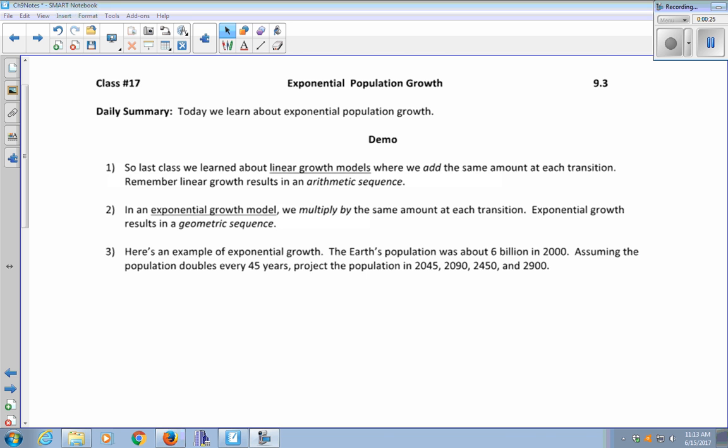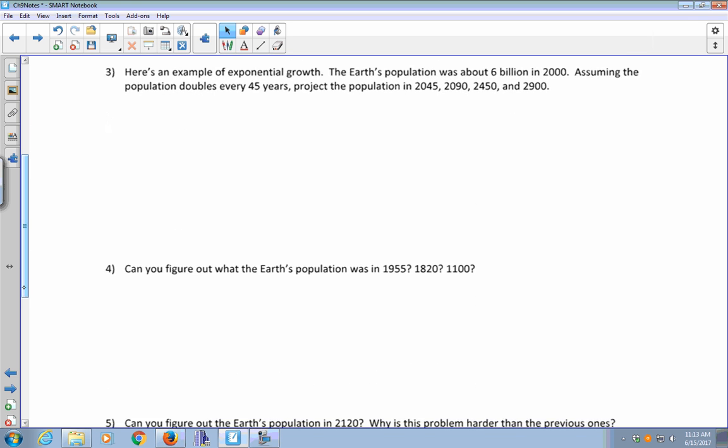Here's an example of exponential growth. The Earth's population was about 6 billion in the year 2000. Assuming the population doubles every 45 years, let's project the population in 2045, 2090, 2450, and 2900. So if it doubles every 45 years, 2000 to 2045 is 45 years, so it should double to 12 billion.